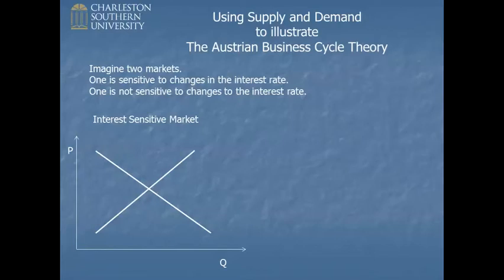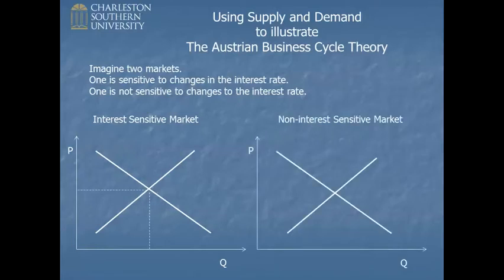So we have an interest sensitive market and we have a non-interest sensitive market. A non-interest sensitive market would be something like food or health care or entertainment, things where you would decide how much to purchase and the current interest rate wouldn't matter. I doubt you would ever say, oh gee, the interest rate's gone up, so I'm going to buy less groceries than before. So we have two markets, one that's sensitive to changes in the interest rate and one that's not, and we have an equilibrium price and quantity in both cases.